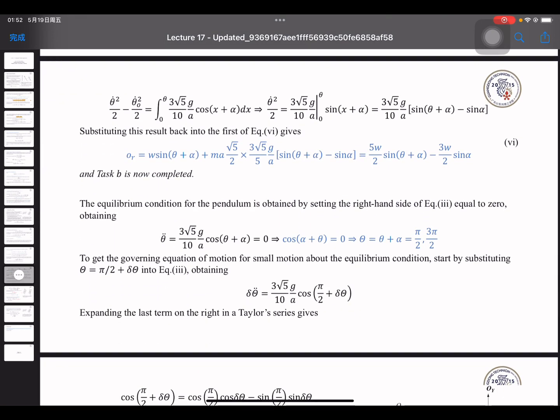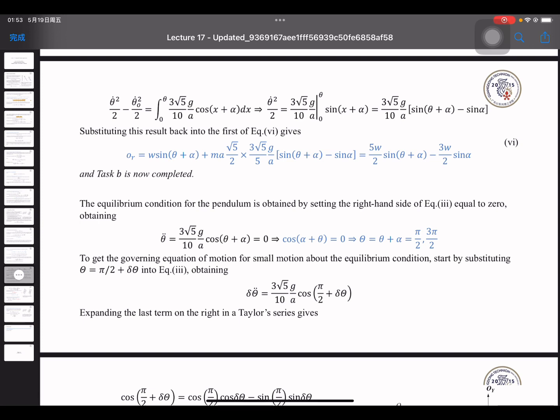This is the same as before. Let's substitute this result back into the first of equation 5, and we get O_R equal to omega times sine of theta plus alpha plus m times square root 5 over 2 times 3 square root 5 over 5 g over a sine theta. Okay, something like this. And task B is complicated.